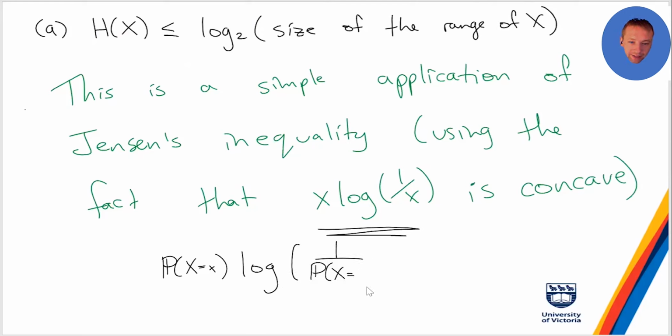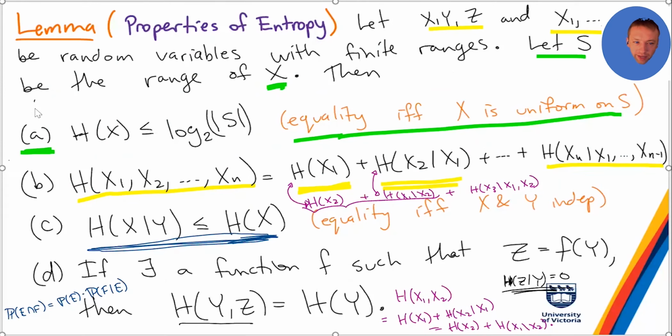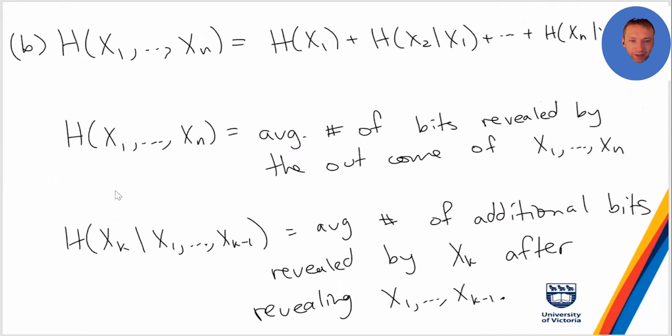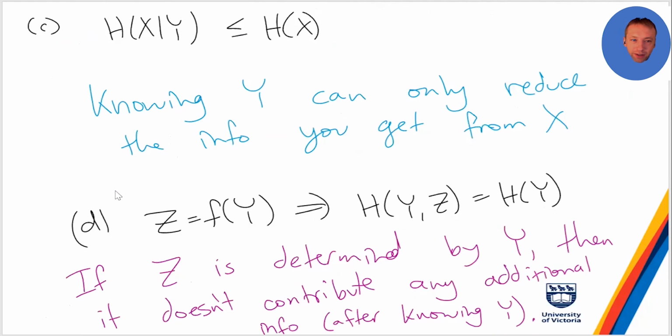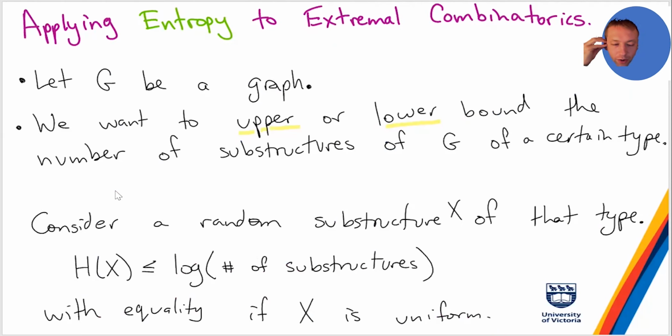It kind of has this function in it. The fact that that's concave implies this upper bound. Like I said, B just follows from the definitions by playing around with algebra. Okay, and all of these things are just from the definitions. So how are we going to actually apply this in combinatorics?